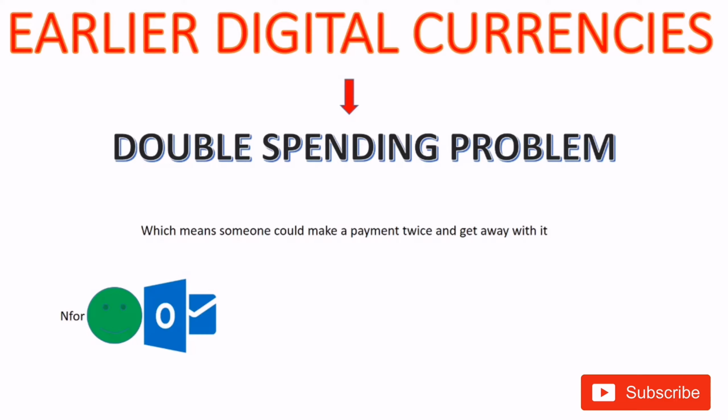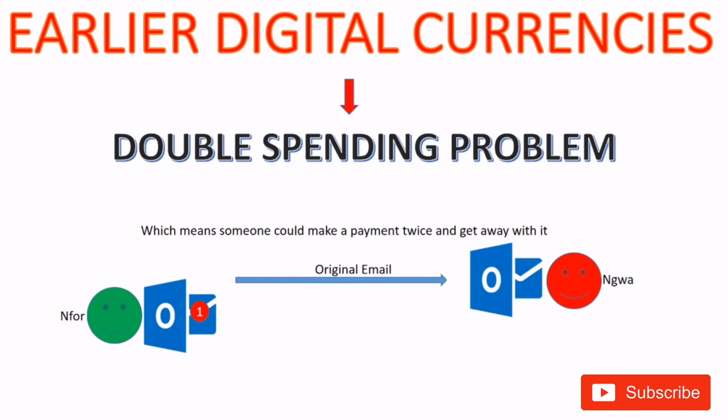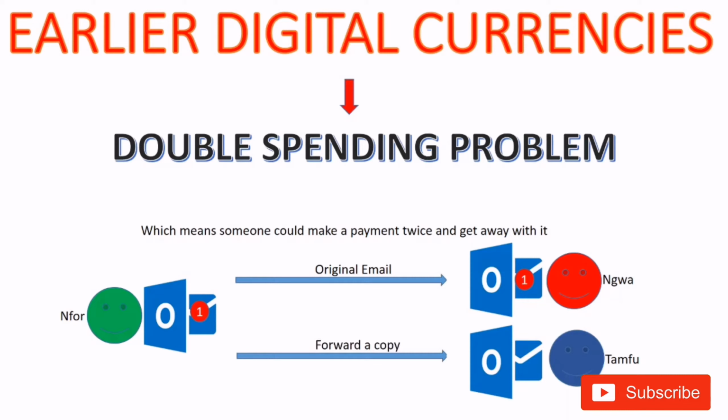We're going to look at a friend here, Mfo, and we'll use an email as an example of a digital currency since it's happening in the virtual space. Mfo has one email which he wants to send to another person, Ngwa. So Mfo sends the original email to Ngwa, which Ngwa receives. Got it. Then Mfo may decide to send the same email, like a copy of that email, to Tamfo, which he receives as well. Got it. So here there is a double usage, but no one knows. No one can verify it.